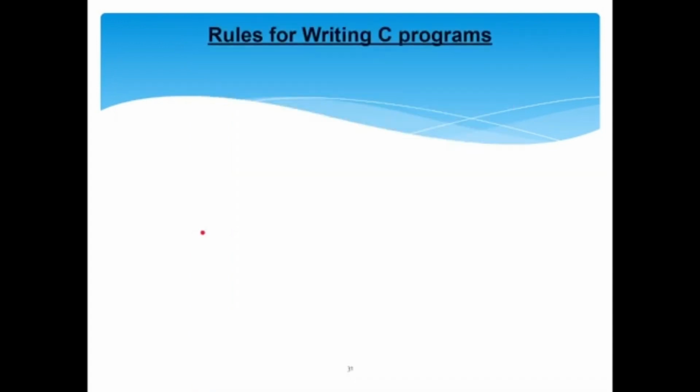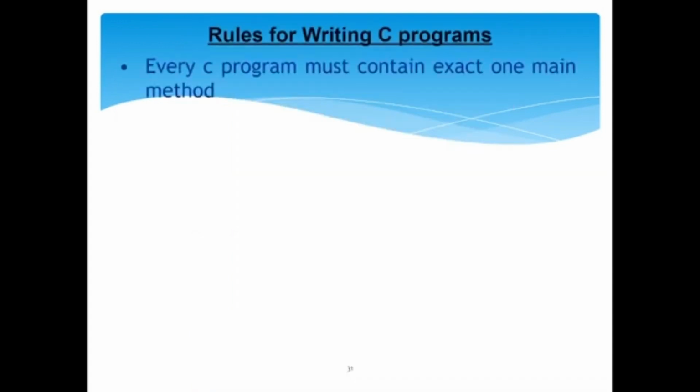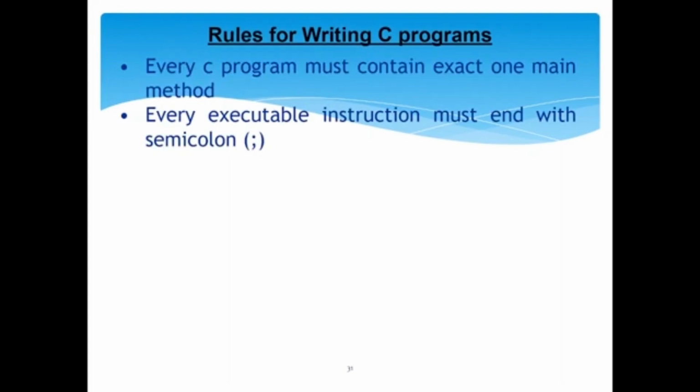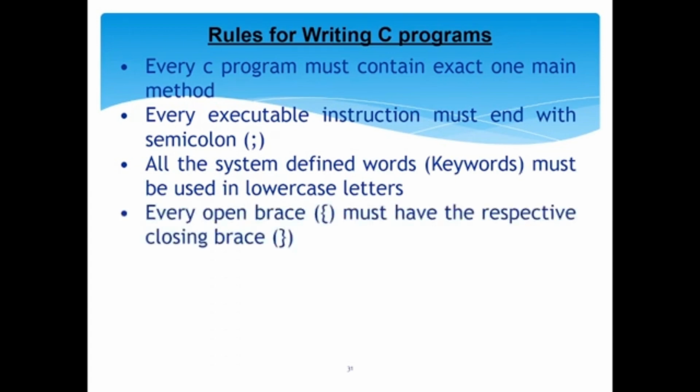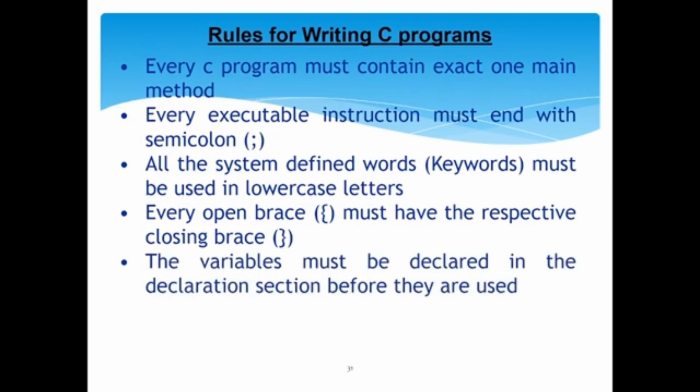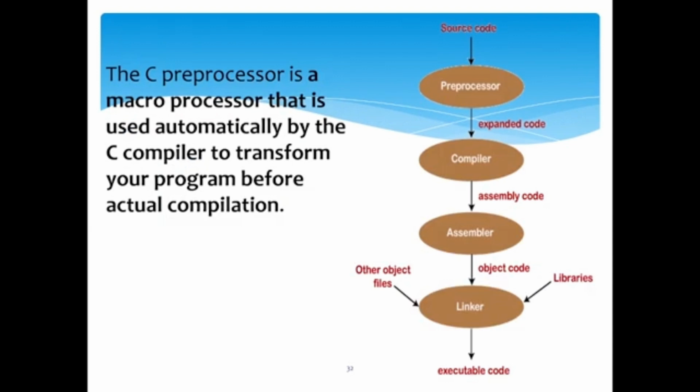And the last part: every C program must contain exactly one main method. All the system-defined words must be in lowercase letters, and you can tell that the C programming language is case sensitive. If you write an open brace, then there must be a closing brace. The variables must be declared in the declaration section before they are used.